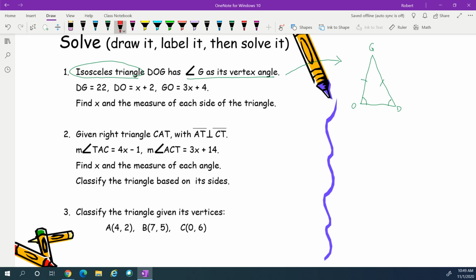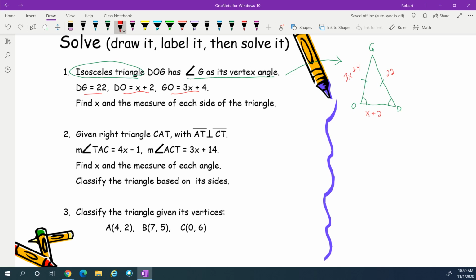Now we can look at the information that they gave us and decide what to do. So DG is 22. DO is x plus 2. That's down here. And GO is 3x plus 4. And, well, we're asked to find x and then each side. We're always going to find x. That's not even a question. So now the issue is, how do we find x?